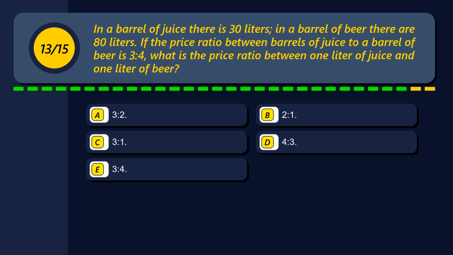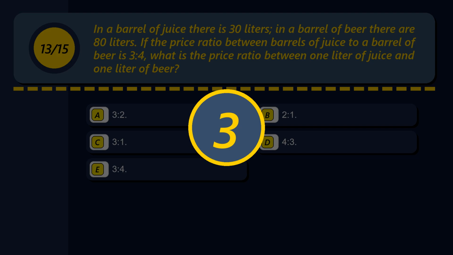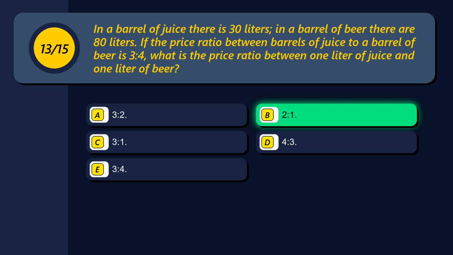Question 13. In a barrel of juice there are 30 liters, in a barrel of beer there are 80 liters. If the price ratio between a barrel of juice to a barrel of beer is 3:4, what is the price ratio between 1 liter of juice and 1 liter of beer? Option A, 3:2. Option B, 2:1. Option C, 3:1. Option D, 4:3. Option E, 3:4. The correct answer is option B, 2:1.